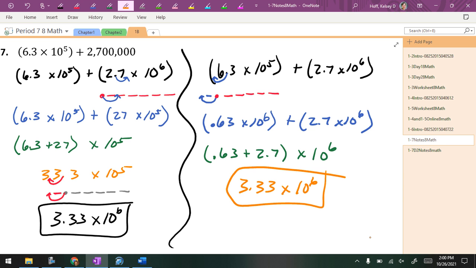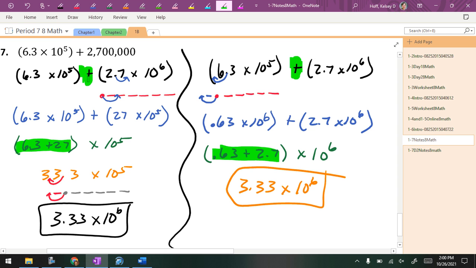The biggest thing that people are doing is they're matching the exponents, and then in this step right here, they're multiplying. So just be really aware that whatever happens up here is also what happens in that step. Okay?